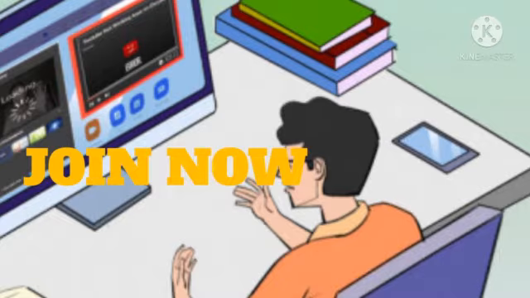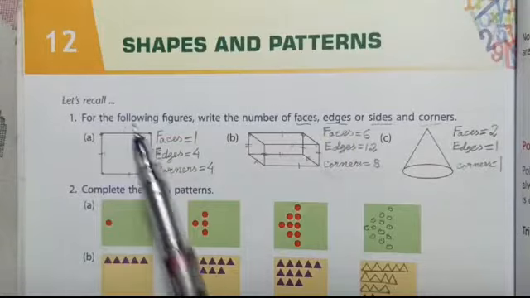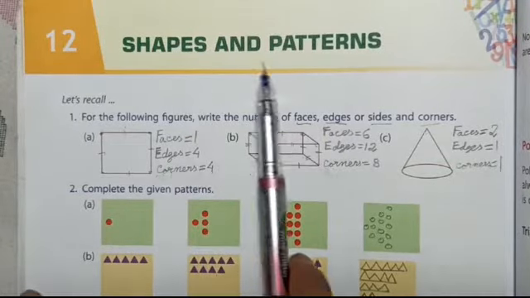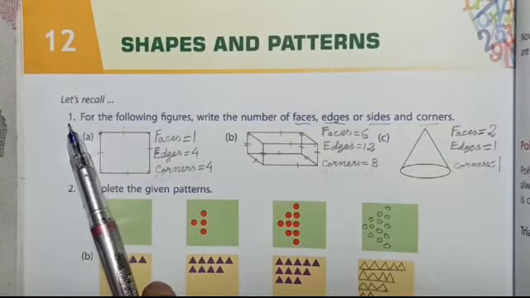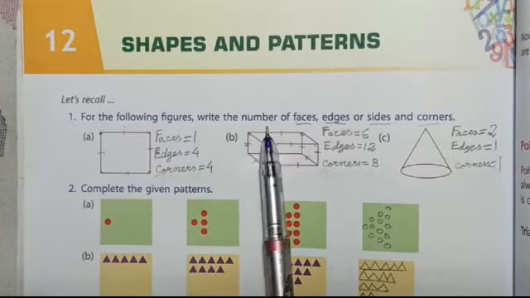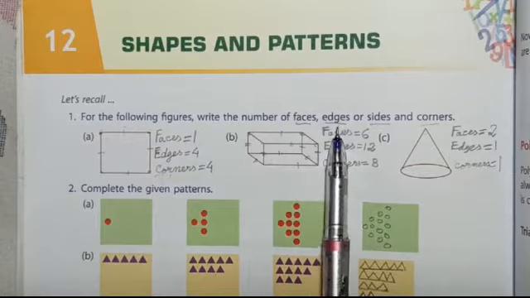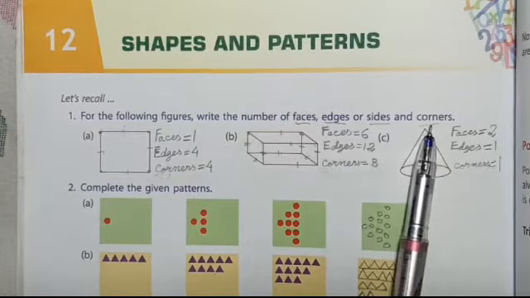In this session, we'll do revision of chapter number 12, Shapes and Patterns. Number 1: for the following figures, write the number of faces, edges or sides, and corners.